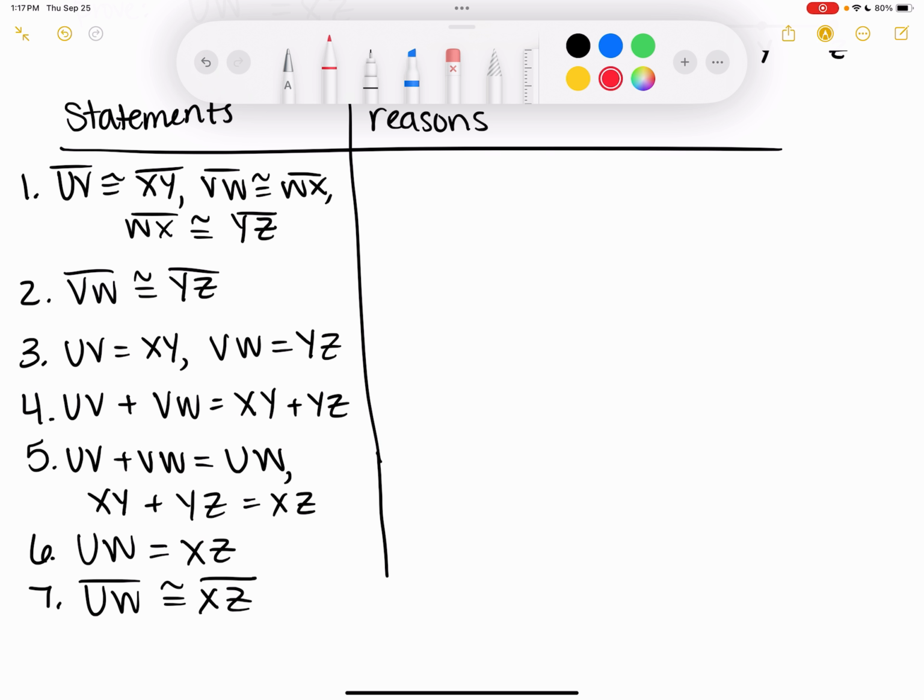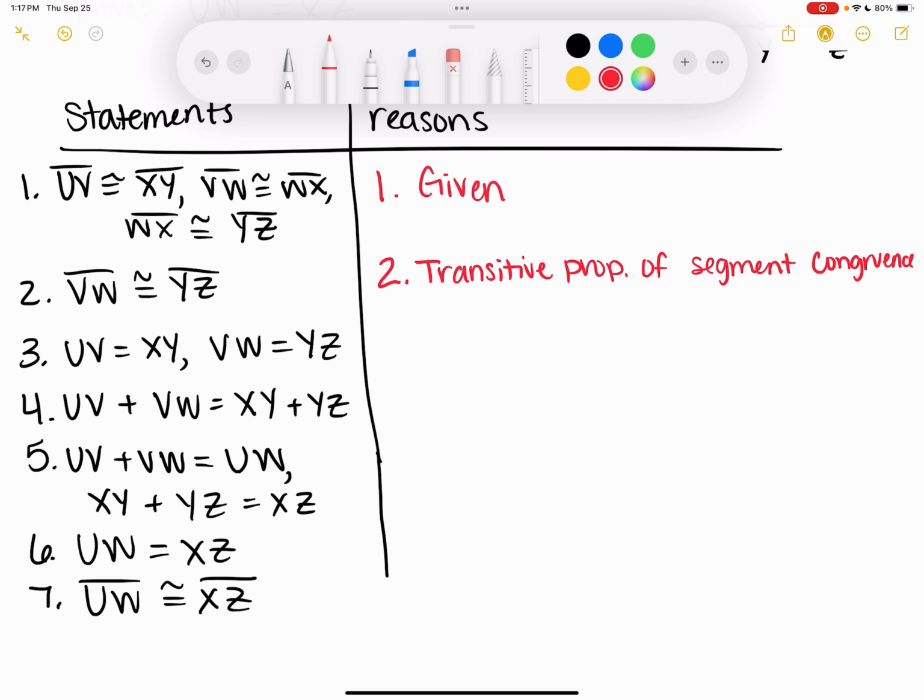All right. Ideas. What would be the reason for my first statement? Yep, it's a given. How about 2? Transitive property that we consider. Yep, transitive property of segment congruence. What about 3? Yep, definition of congruent segments. So they're taking the given and they're writing those out.